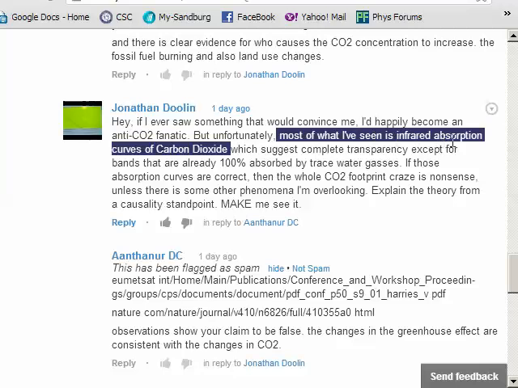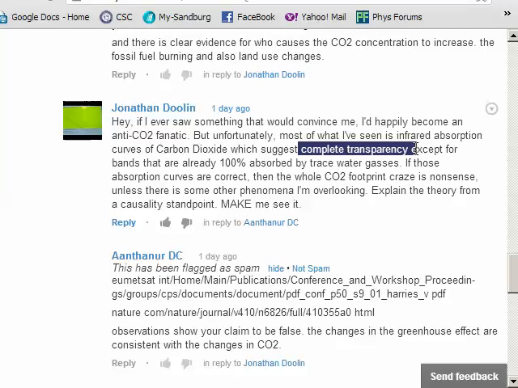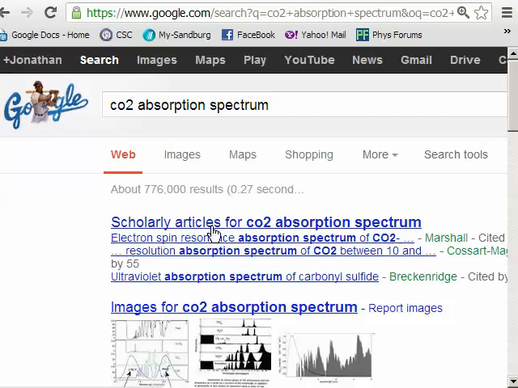Okay, I'll come back to this claim I made earlier. Most of what I've seen is infrared absorption curves of carbon dioxide, which suggest complete transparency except for bands that are already 100% absorbed by trace water gases. So I've got scholarly articles for carbon dioxide absorption spectrum. Let's look at the images.